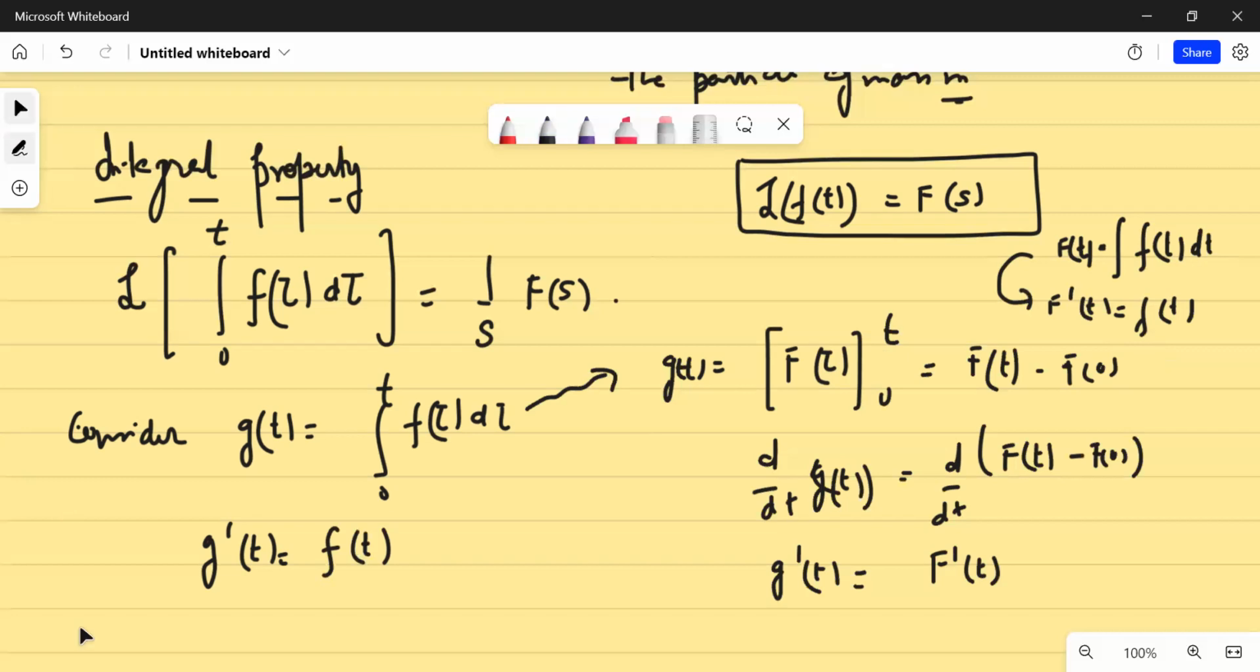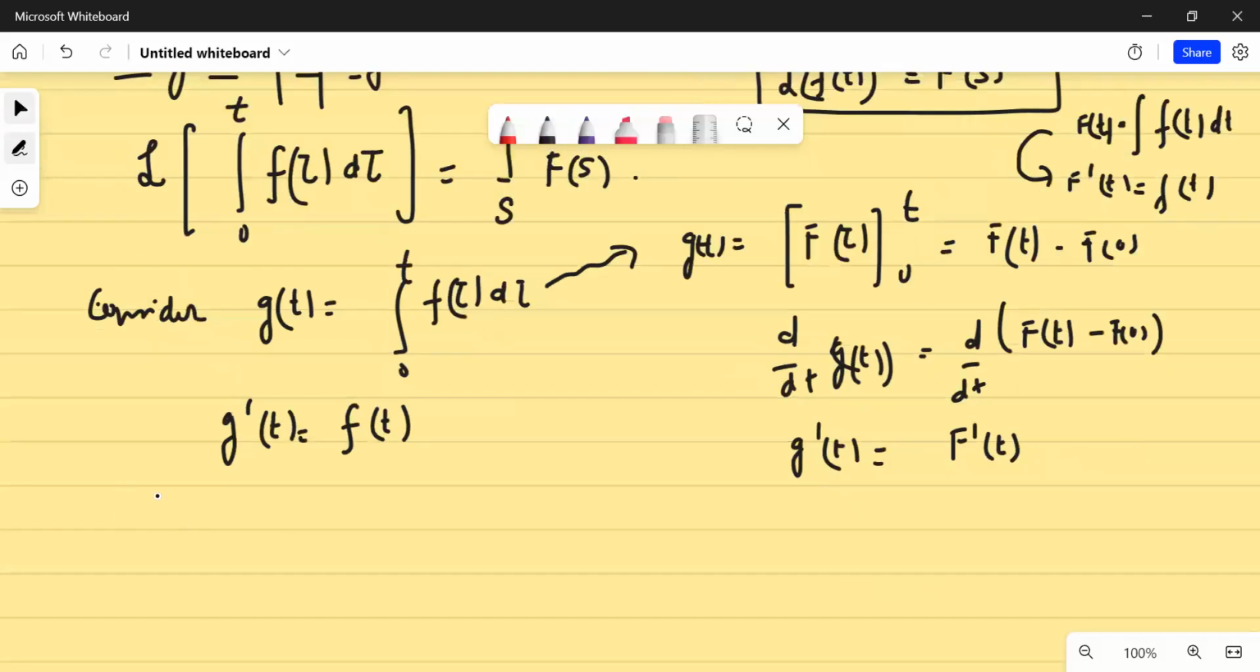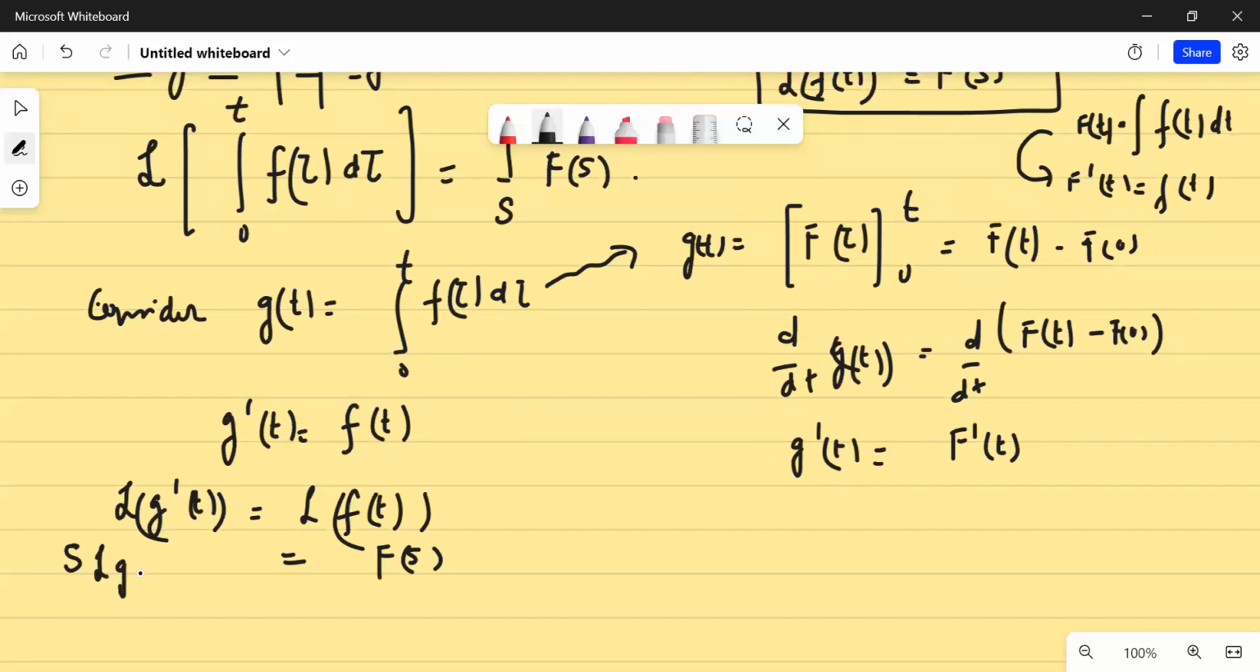Okay, but I already know that the Laplace transform of g dash t will be equal to the Laplace transform of f(t). That is fine, but this will be equal to what? This will be equal to capital F(s). And what is this equal to? This is equal to s times the Laplace transform of g(t) minus g(0). And what is g(0)? g(0) is integrating from 0 to 0, so this will be 0. Forget about it.